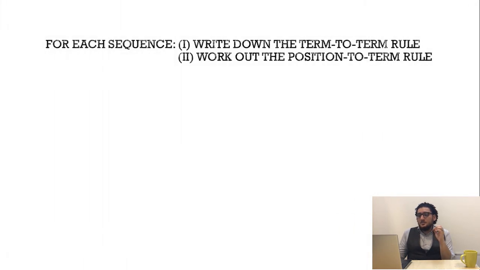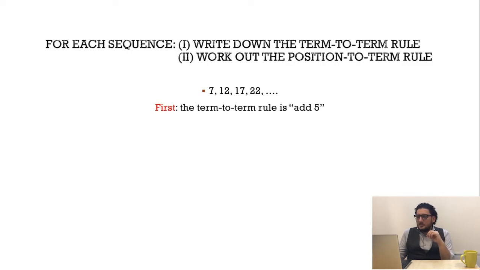Then we have another example. For each sequence, again, write down the term-to-term rule. Number 2, work out the position-to-term rule. And we have a different sequence here, 7, 12, 17, 22. It's obvious that the difference between each term and the next one equals 5. So the term-to-term rule is adding, or plus, 5.